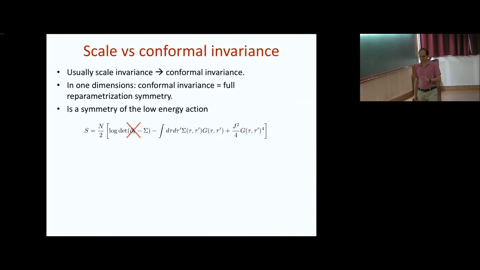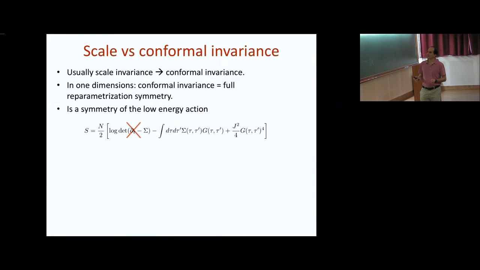Now, you are used to the fact that in other dimensions and in other situations, if you have scaling invariance, you typically also have conformal invariance, right? Now, in one dimension, conformal invariance would be the full reparametrization symmetry. Because the only component of the metric is just the diagonal, so rescaling the metric. Any reparametrization just preserves the metric after rescaling.